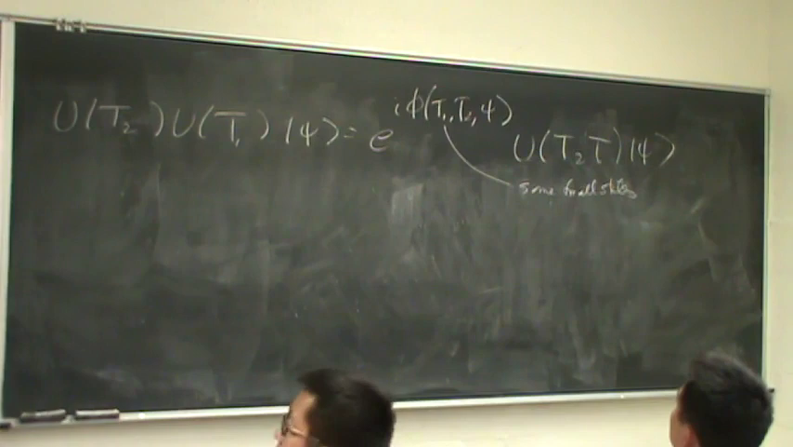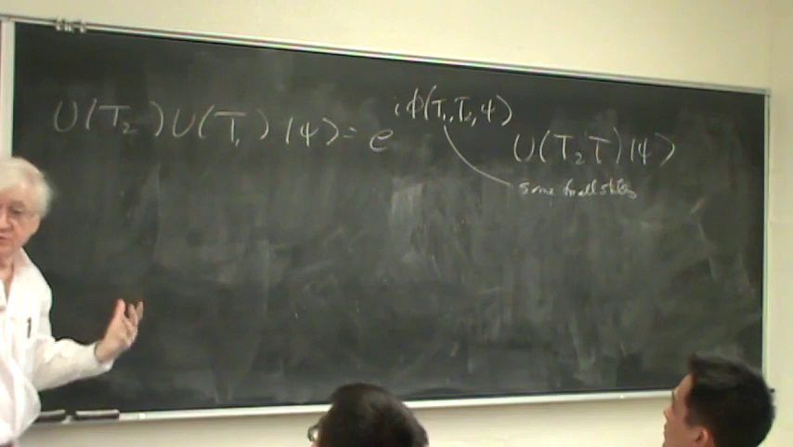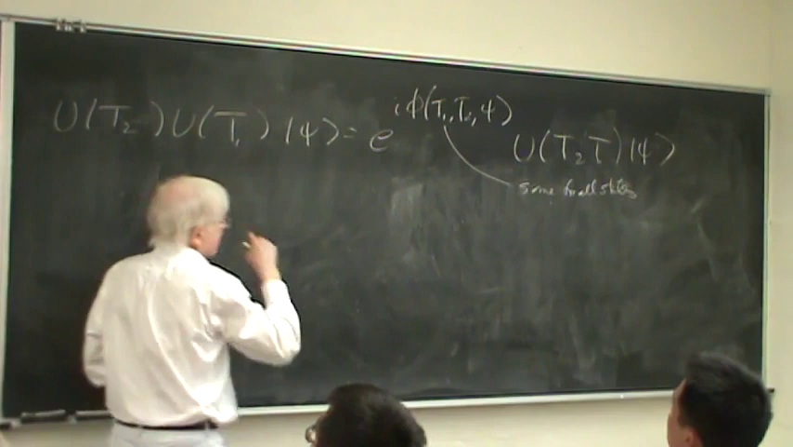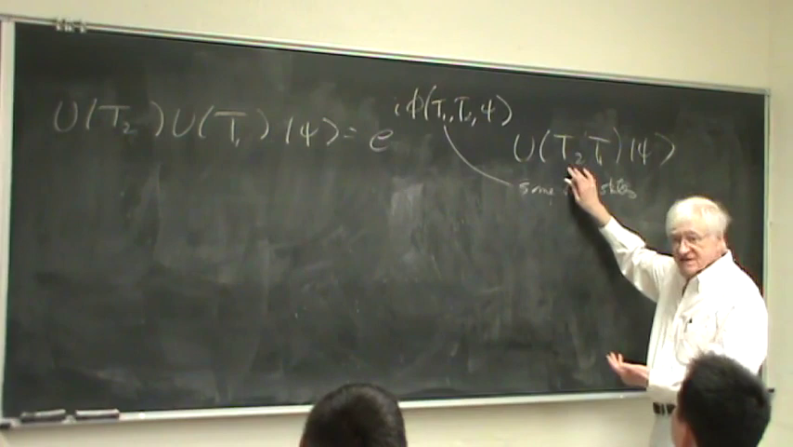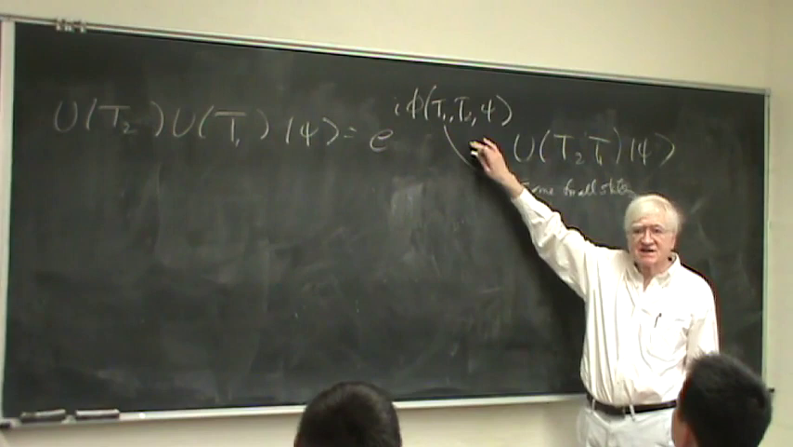Well, no, but here we're saying U of T1 times U of T2, that's a product of two unitary operators. This one does one symmetry transformation, this does a different one, and so the effect of that is the same as the unitary operator that represents doing first T1 and then T2, and so they have to be the same apart from a possible phase. That's the idea.